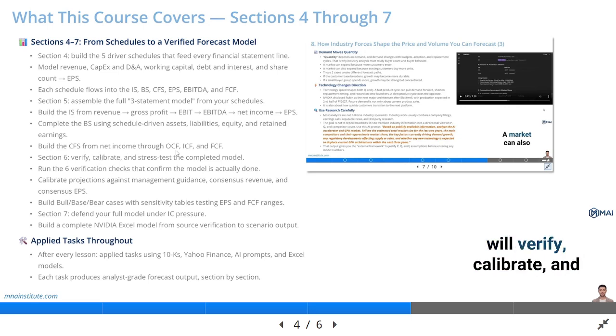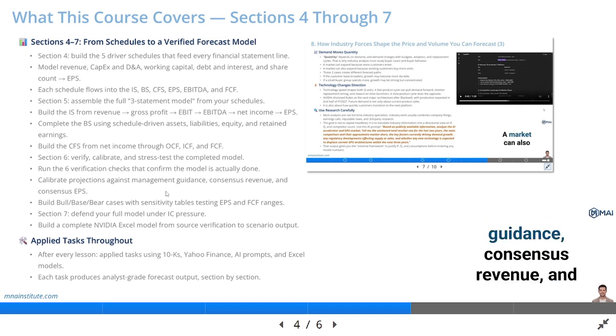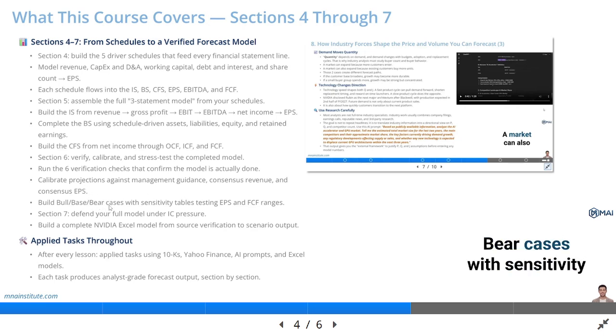In Section 6, you will verify, calibrate, and stress test the completed model. Run the 6 verification checks that confirm the model is actually done. Calibrate projections against management guidance, consensus revenue, and consensus EPS. Build bull, base, and bear cases with sensitivity tables testing EPS and FCF ranges.